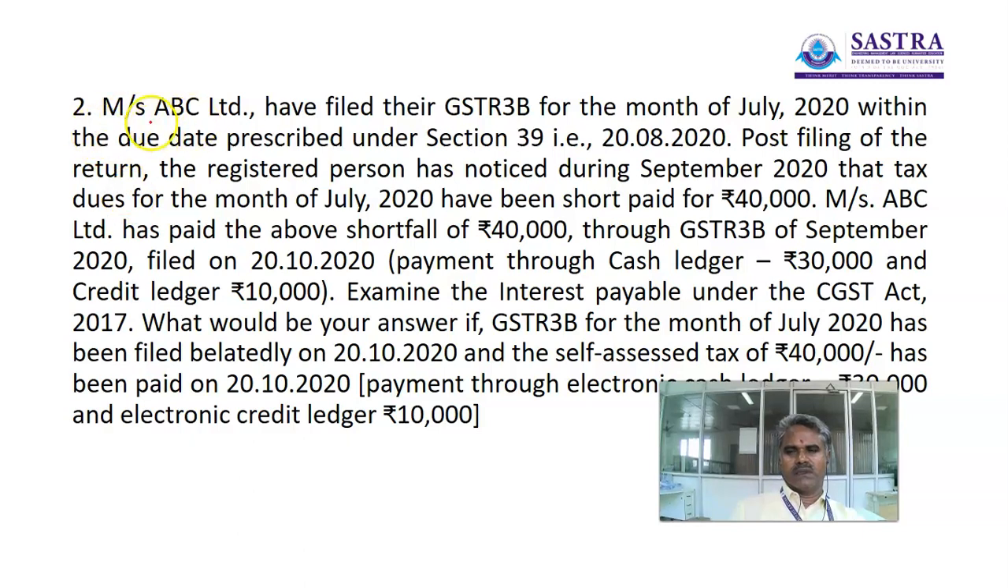You see, Messrs. ABC Limited have filed their GSTR for the month of July 2020 within the due date prescribed under section 39. Post filing of the return, the registered person noticed during September 2020 that the tax dues for the month of July 2020 have been short paid by 40,000 at 24%.